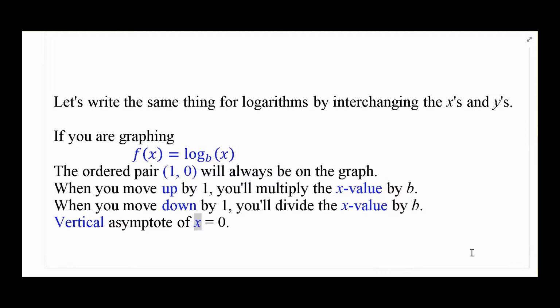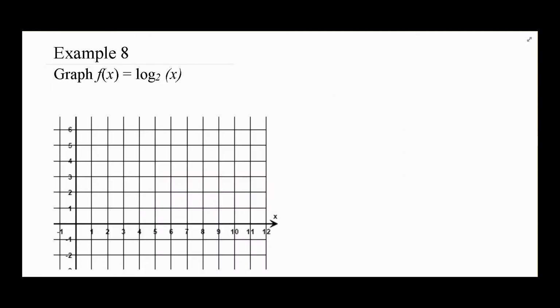So literally, all we did is flip-flop the ideas of x's and y's, and this should give us a process for graphing the logarithm, and it does. Let's look at an example of how to use this in practice. So if we go through our 3 steps, our first step was to say the ordered pair 1, 0 is definitely on the graph. So let's start off by plotting that.